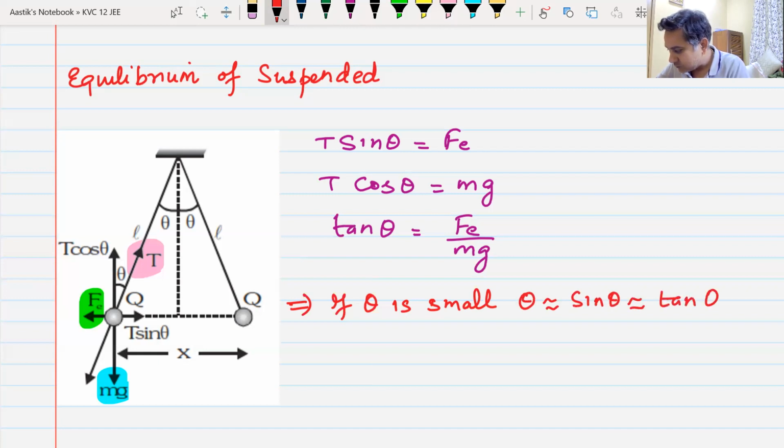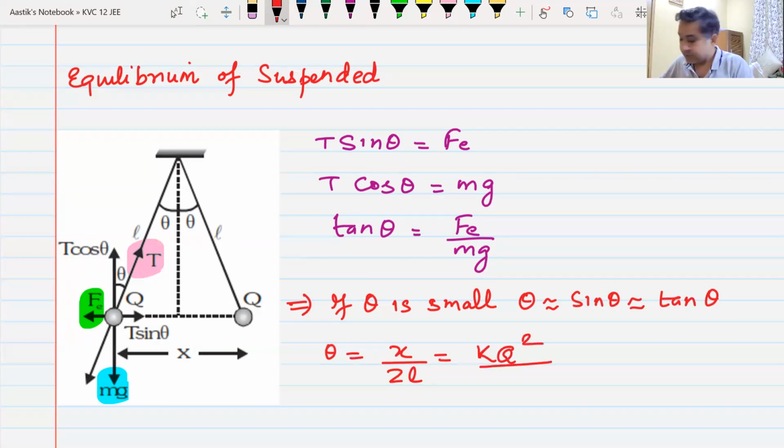Yes or no? Yes, sir. Okay. Then you can write tan theta is equal to x by 2 divided by L, yes or no? Yes, sir. And that will be equal to your electrostatic force, K Q square by R square, where R is your X, divided by mg. So from here you can find out the value of X.